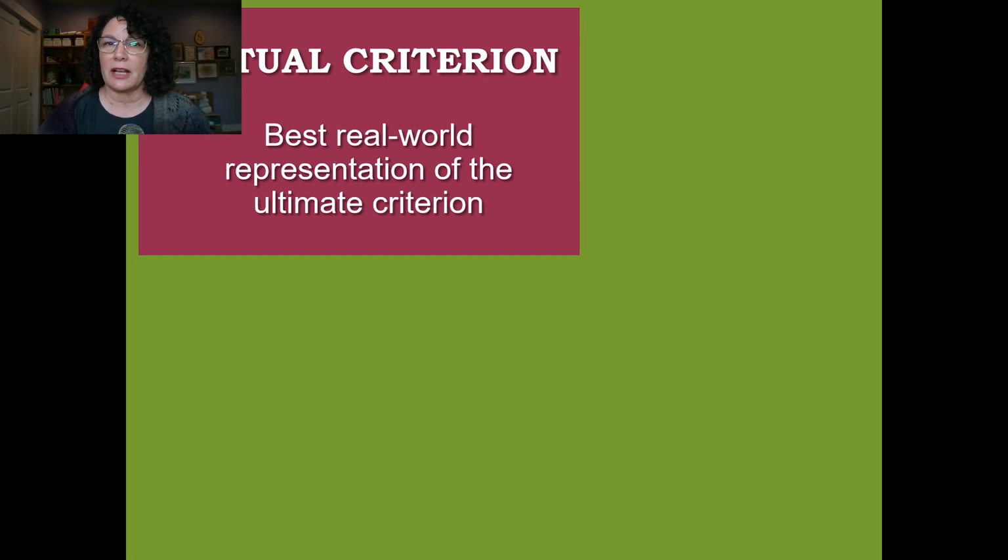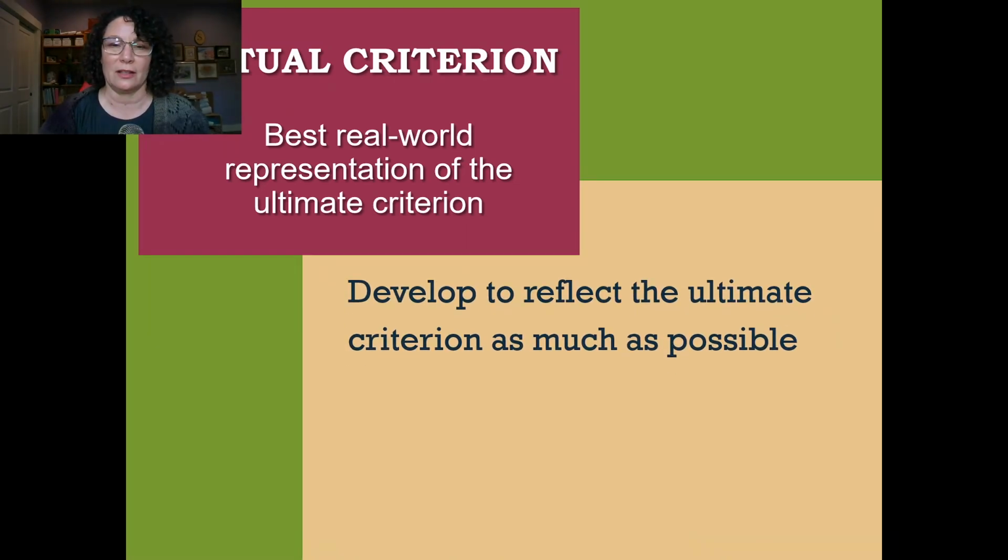Obviously, some aspects are going to have to be left out because we don't know what all the aspects are, because the ultimate criterion is really more abstract than real. So the actual criterion, the thing that we're actually going to use, is going to be developed to reflect as much of the ultimate criterion as possible, as many things as we can think of to include. It would also be those that are measurable. There may be things that we can think of, but we can't think of a way to measure them, and so they're going to have to be left out.